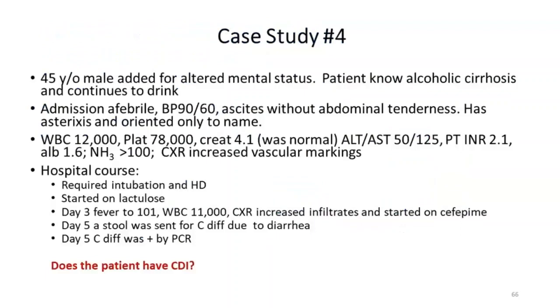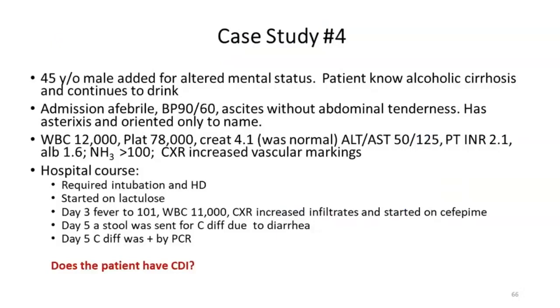So the last case I want to show you is this 45-year-old alcoholic who had cirrhosis, came in afebrile, blood pressure pretty standard for him, had ascites but no tenderness, had asterixis, had spider angiomata, white count was only 12,000, platelet count 78,000, creatinine had gone up significantly, so this patient looked like maybe he had a hepatorenal syndrome.